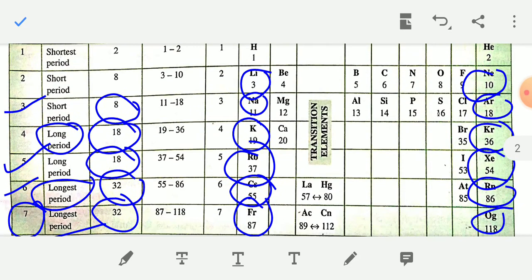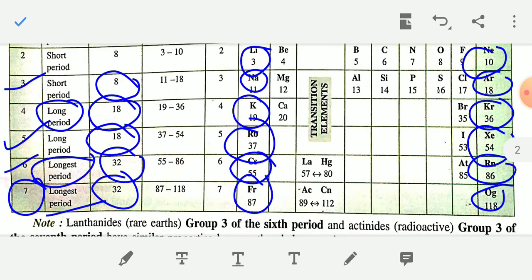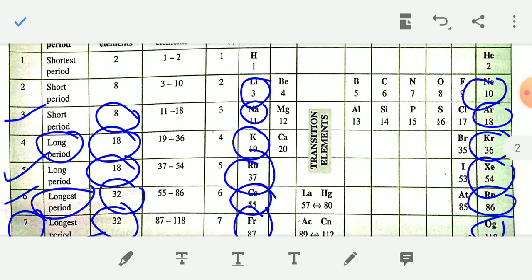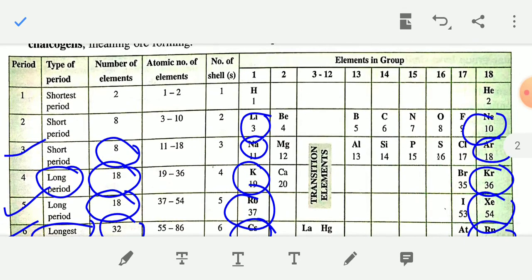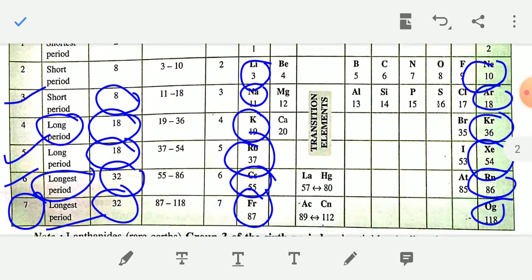There are 7 periods. The first period is the shortest period, and the second period is the first short period. The third period is a short period, and the fourth period is a long period. The fifth period is also a long period, and the sixth and seventh periods are longest periods. And the number of elements in each period is also mentioned here.